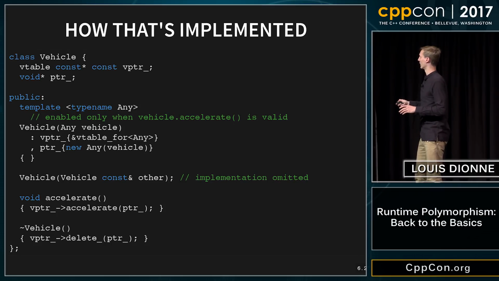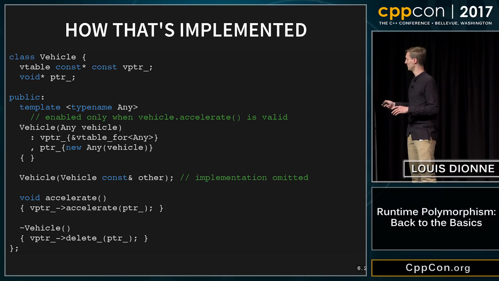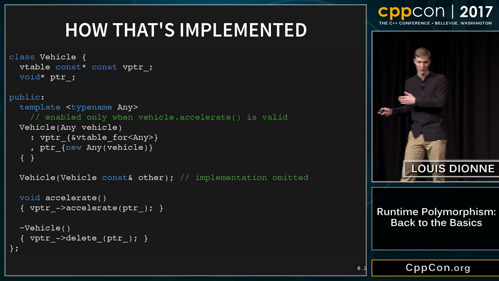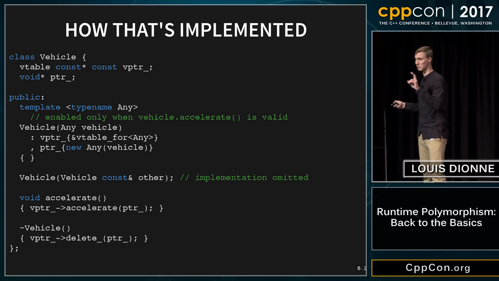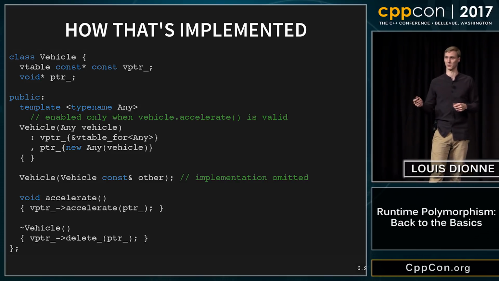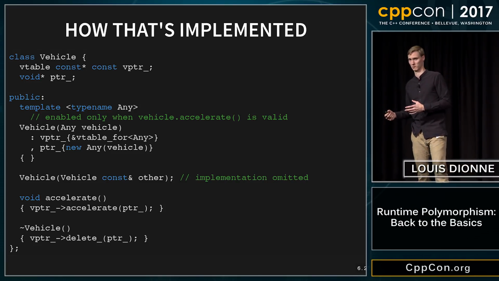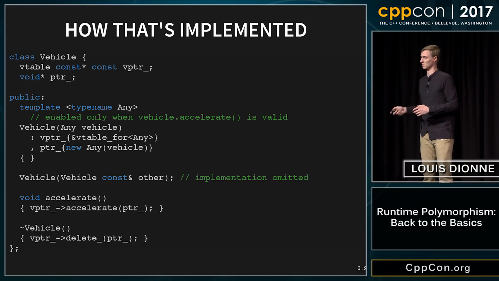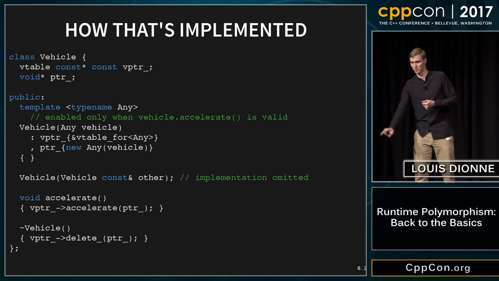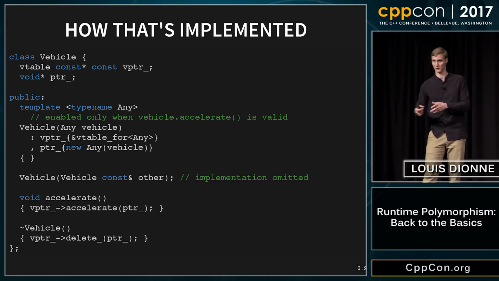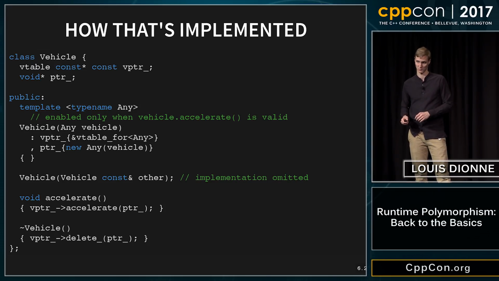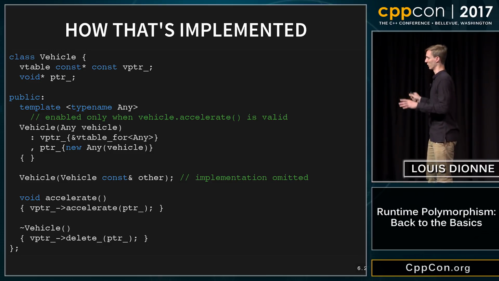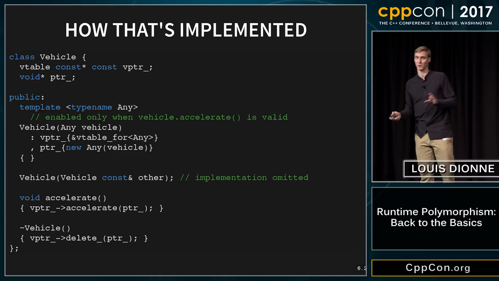And then when I want to call my method, I just go into my v-table by going through my v-pointer, right? And then I call that on my this, which is basically the pointer to the object that I'm holding. And when I destroy my vehicle, I just indirect through my v-table again, and I destroy the thing that I'm holding. So I hope this doesn't look too weird to anyone. Now let me show you what the v-table looks like.